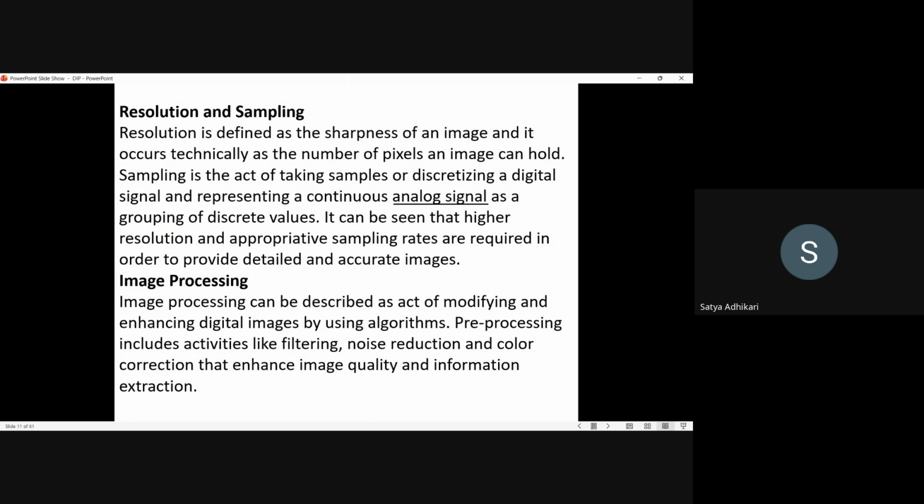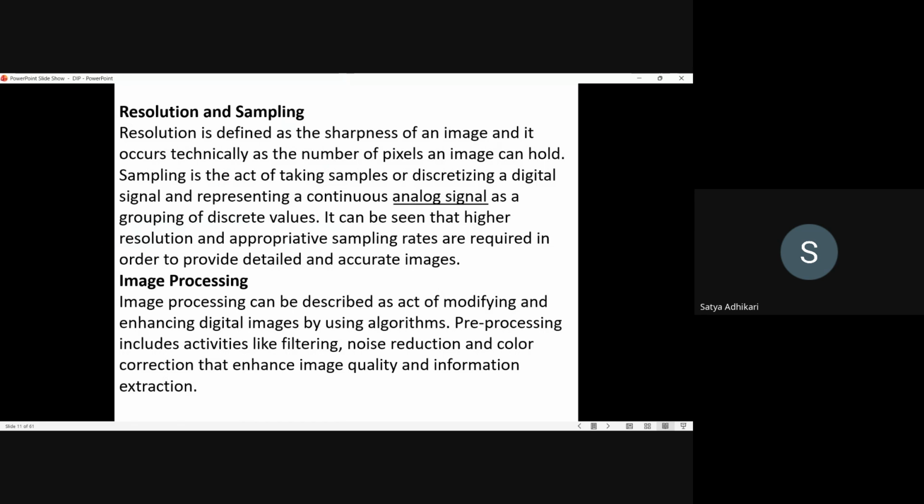So resolution and sampling are also important. They define the quality of an image. Resolution is defined as the sharpness of an image, and it occurs technically as the number of pixels an image can hold. So the number of pixels determines the quality of the image. If the number of pixels in a picture is more, it is better quality. If the pixel size is large, a picture contains fewer pixels, and that decreases the quality.